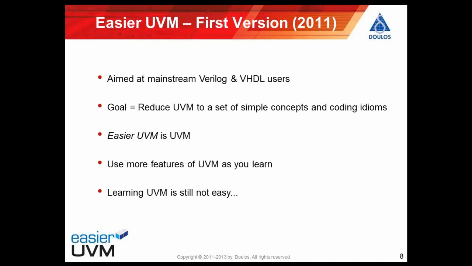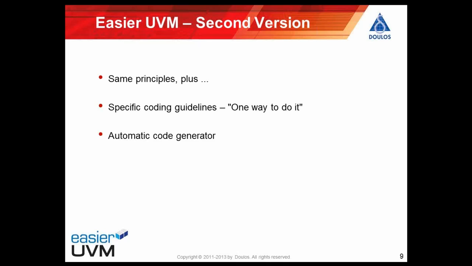But Easier UVM is still UVM, so if something is not described in Easier UVM, you can still do your own implementation on top of it. Easier UVM does not restrict you to use the full set of UVM if you want to. But it does introduce things smoothly in the way that you start as it is described, and then you learn UVM and you add your own stuff on it. The second version of Easier UVM is about to be shipped in the next few months.